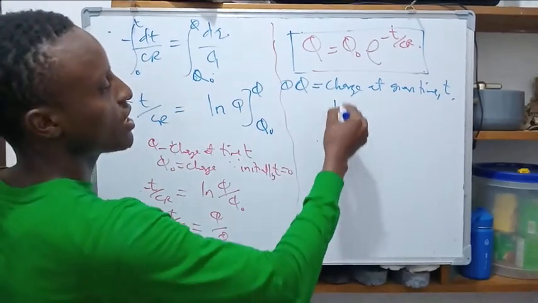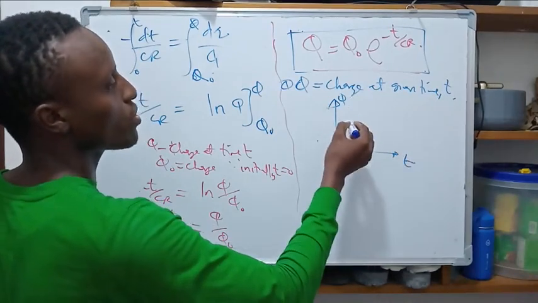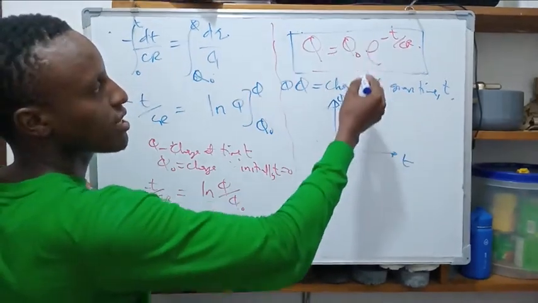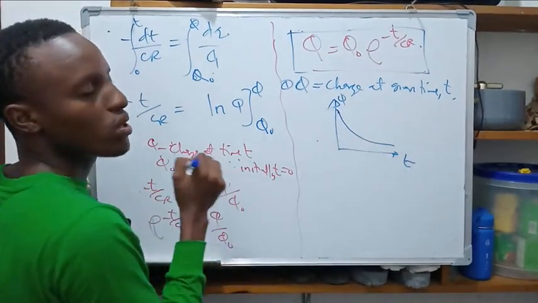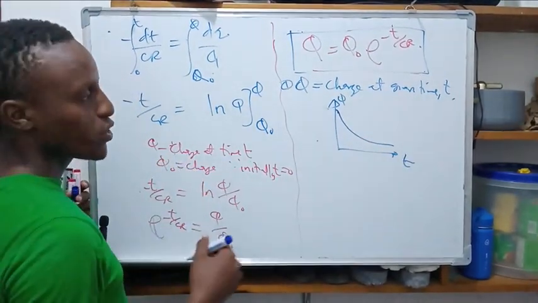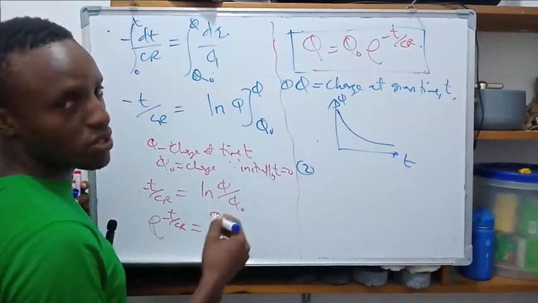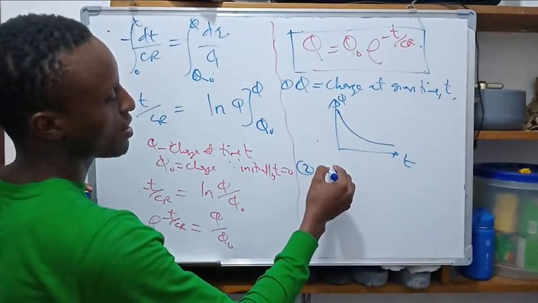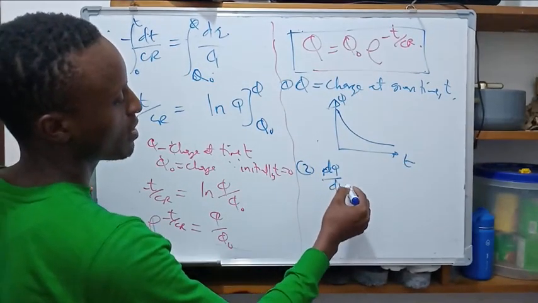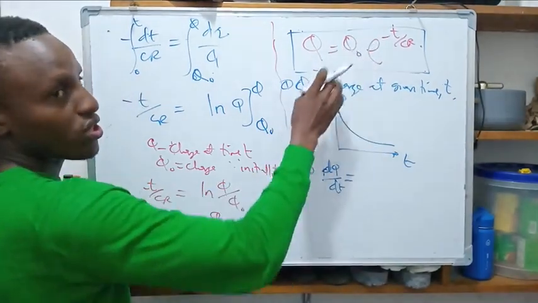What's the nature? This is the charge, this is the time. Since it is the negative exponential, this is the charge at the given time t. How about we speak about the rate of flow of charge flowing per time? You can differentiate this one, where Q naught is CV.